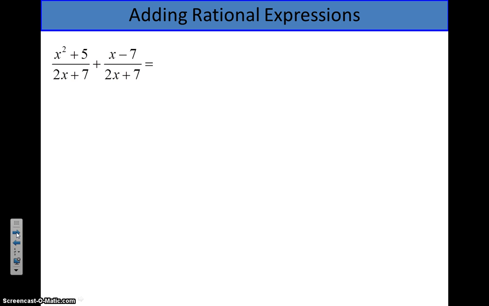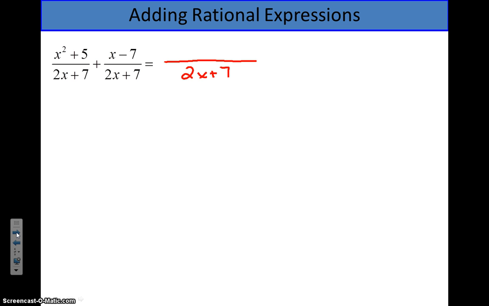Alright, so now we get into adding rational expressions. And so if you think back to adding fractions, in order to add things you need to have a common denominator. And the nice thing about this problem is that it already starts out with a common denominator. So that means that I can combine these two expressions by addition with the same denominator of 2x plus 7.